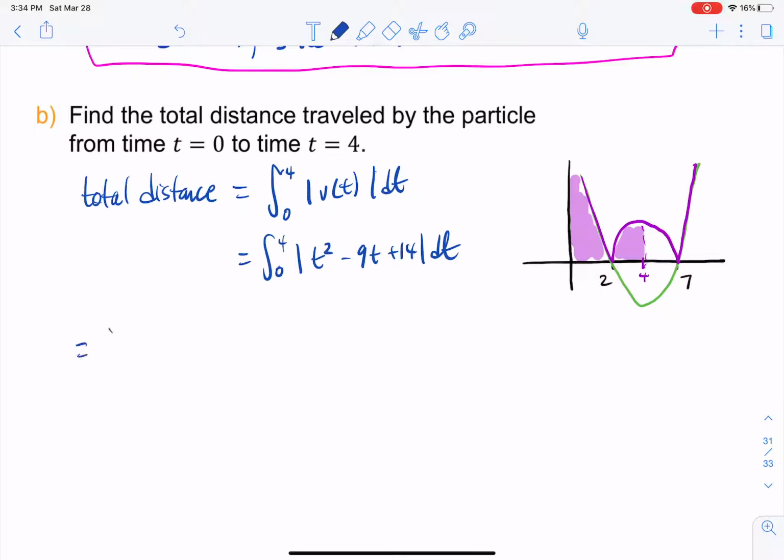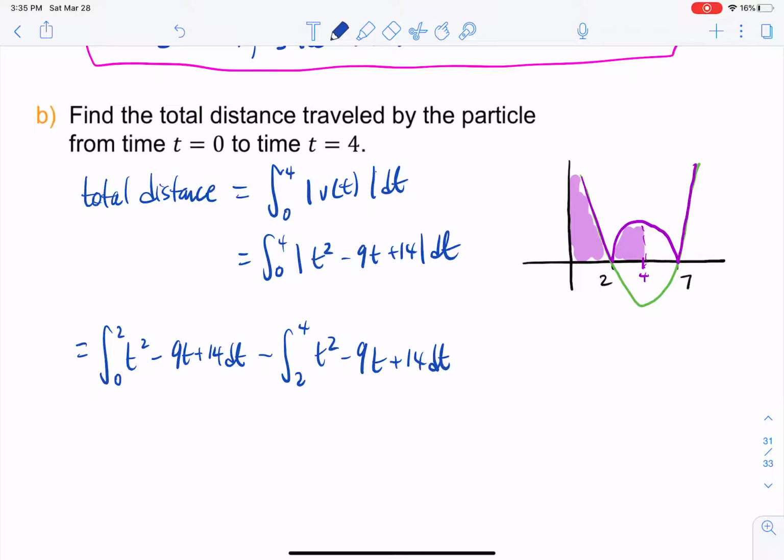So this is going to be equal to a definite integral from 0 to 2 of just t squared minus 9t plus 14 dt. Okay, and then the next integral is going to go from our 2 to our 4. And how I got this part is I flipped it over the x-axis, I negated it. So all I have to do is negate the function that we have right in here. And I think the easiest way to do that is just to throw a negative sign on the outside of this. And then we're going to go from 2 to 4, t squared minus 9t plus 14 dt.